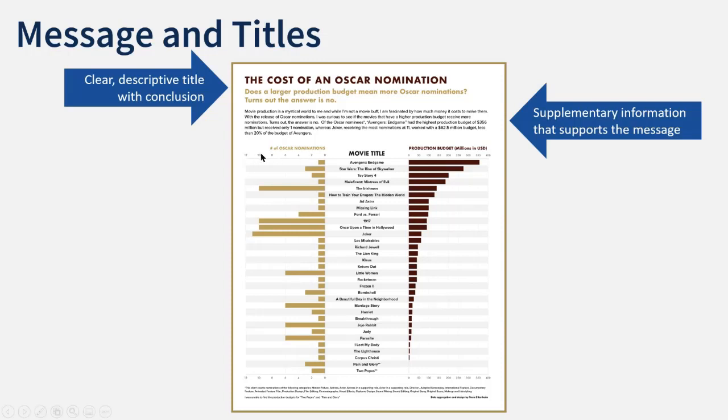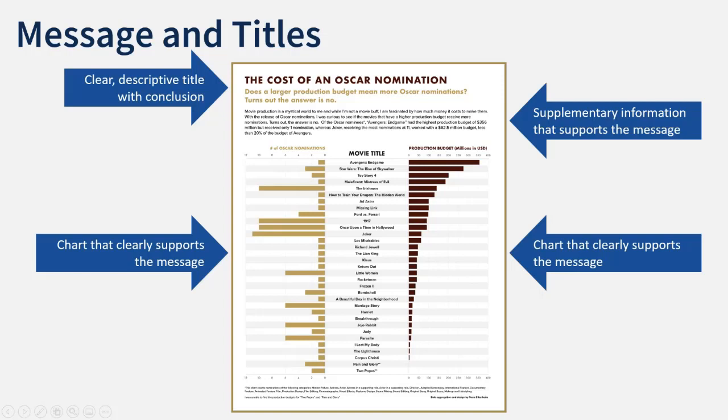On the left, we have the number of Oscar nominations for the movies listed in the center. And then on the right, we have the production budget related to those movies. So everything on this page can be easily justified as supporting her message. And that visualization was very easy because the author was working with static data. But a lot of the Power BI reports in our organization are dynamic.